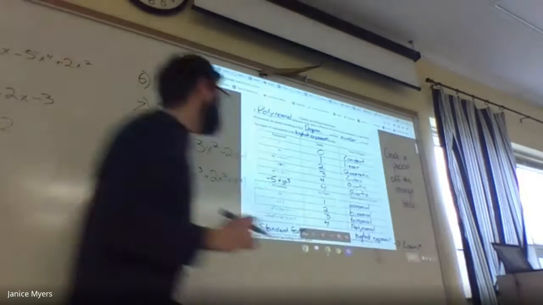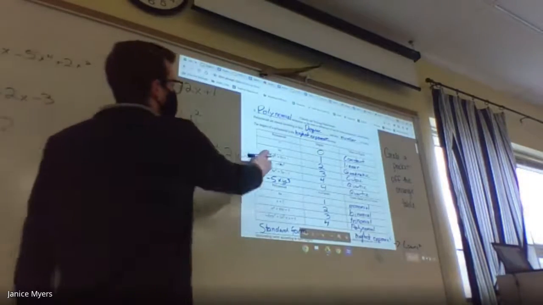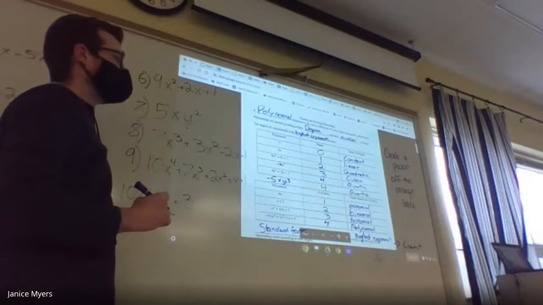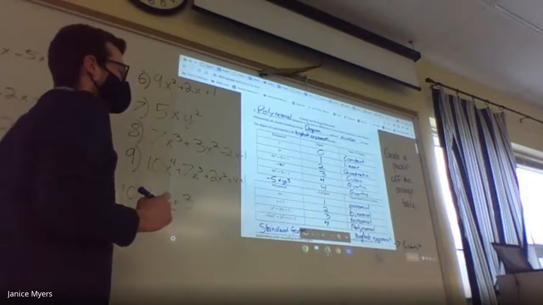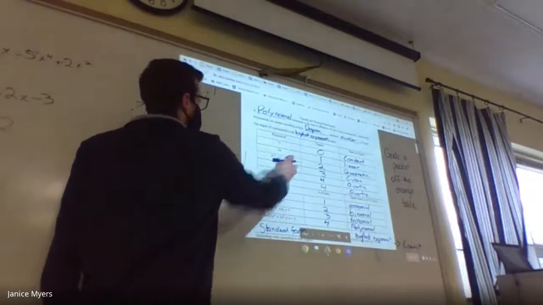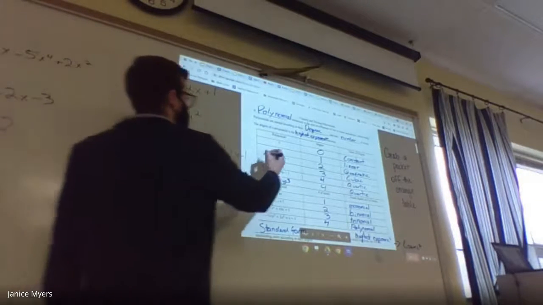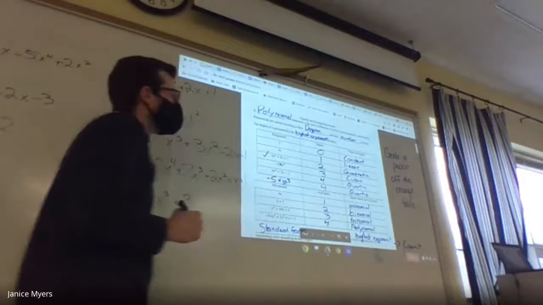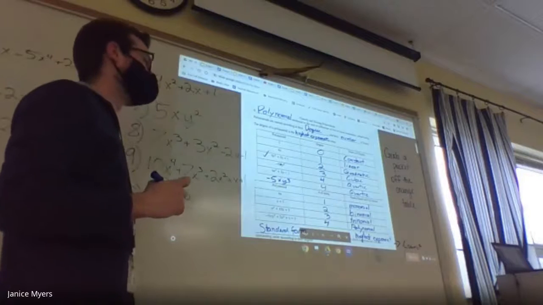So you're going to move to your lowest. Looking at this one here, it is 3x squared plus 2x plus 1. Is that in standard form? Is that written from highest exponent to lowest? Yeah. All right. Now, what about 4x to the 4th plus 3y minus 1? Is that written in standard form?